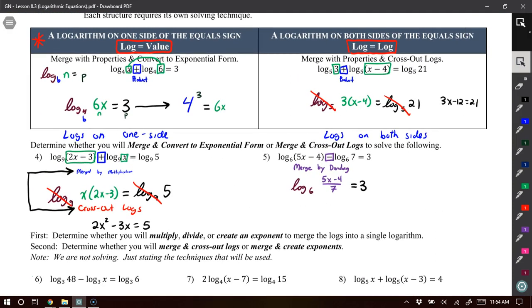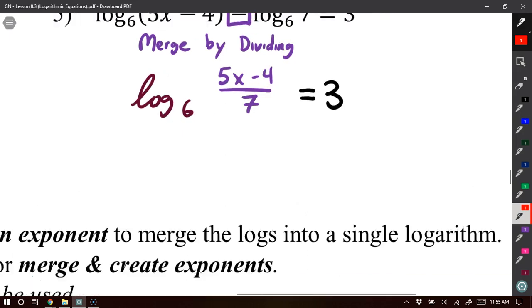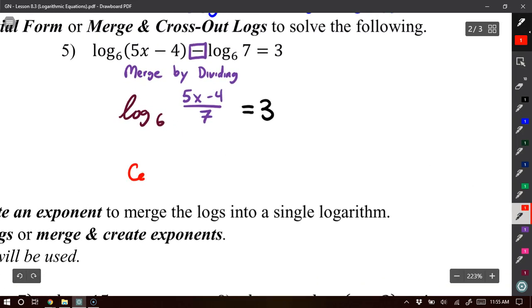So now the second part, how am I going to solve? Well, I have to look at what scenario I am given. Am I given structure 1, where I have log value equals a number, or structure 2, where log equals a log? In this case, I only have a log on one side. So that means I am going to convert to exponential form.